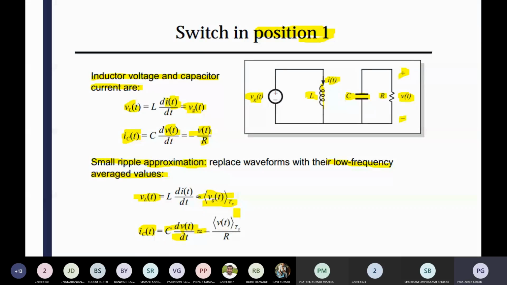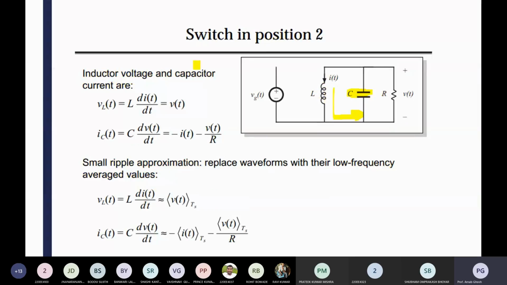So that is your mean value, okay, so it is the average value over the total period of time. So that is your output value: Vt, the mean value, divided by R. Okay, so in switch position 2, now we are changing the positions.